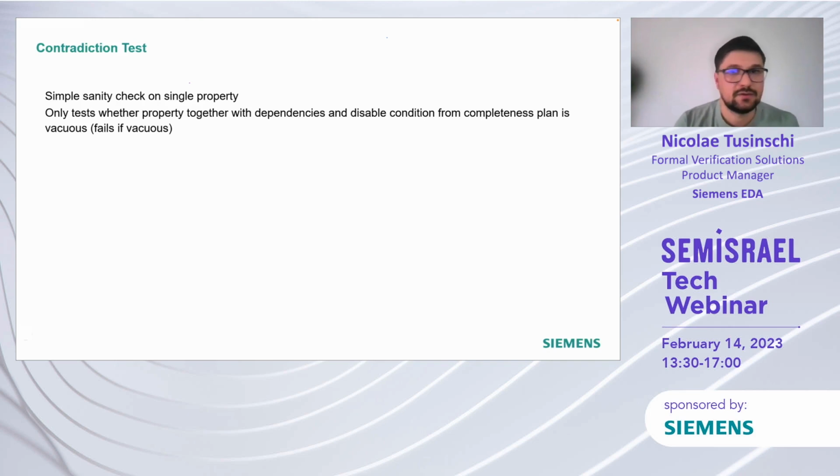And the other test is the contradiction test. This is simply a sanity check on single properties, and it checks the vacuity. So it only tests whether the property together with dependencies and disable condition from the completeness plan is vacuous. So this is how it works.